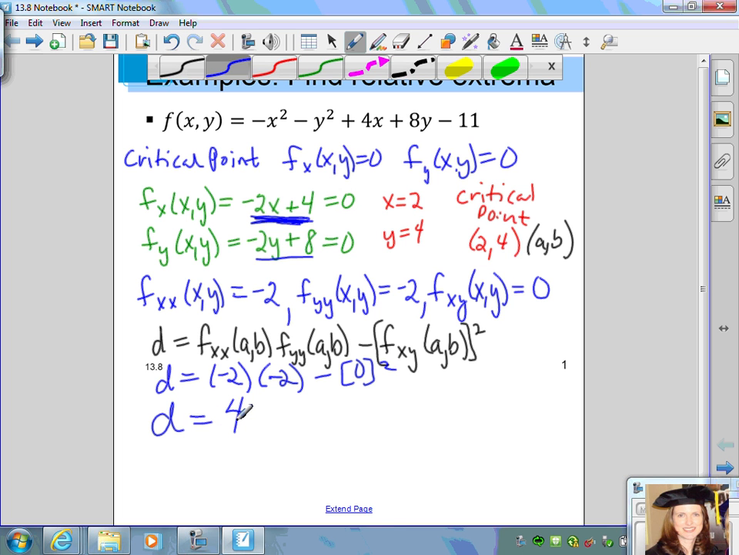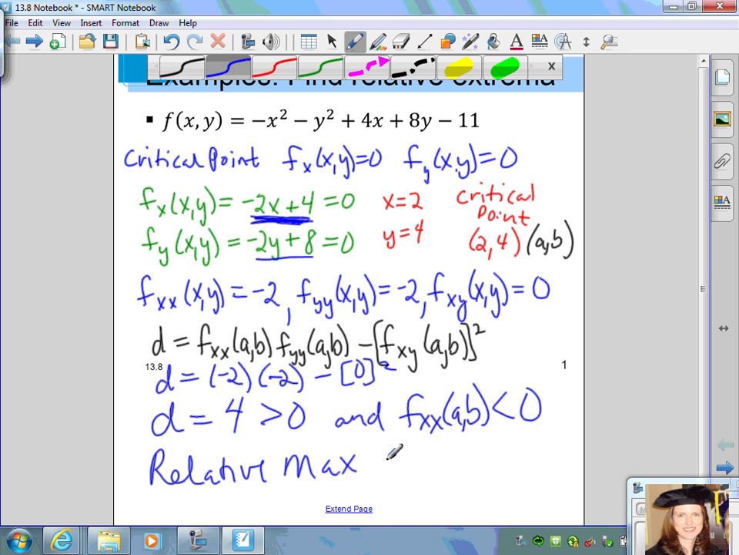Now, referring back to the second partials test, if D is greater than 0, and f_xx is, in this case, less than 0, then we have a relative max. The relative max occurs at the point where x is 2 and y is 4. Now we need to plug that x and y back into the original function to find our z, which is 9. That's your relative maximum.